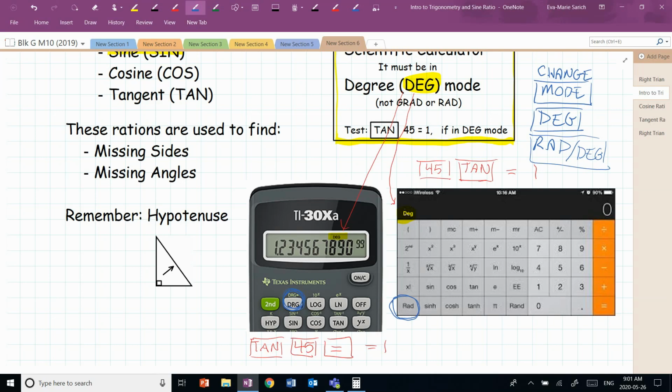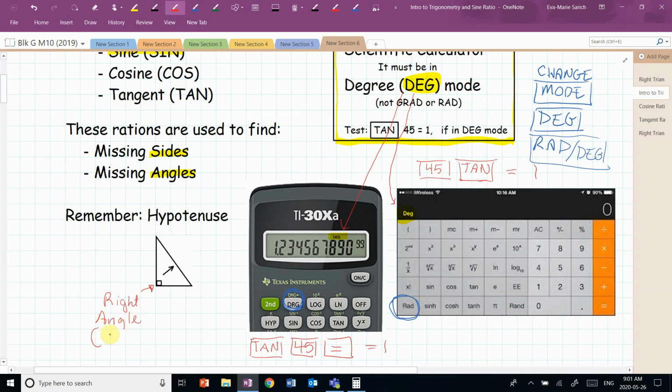Okay, so now going back to trigonometry. What is the point of the trigonometry that we're doing? Well, these ratios are used to find things like missing sides and missing angles. Now remember that this only works with a right angle triangle. So remember, in right angle triangles, you've got this right angle here that is identified with the box. So that is the right angle.